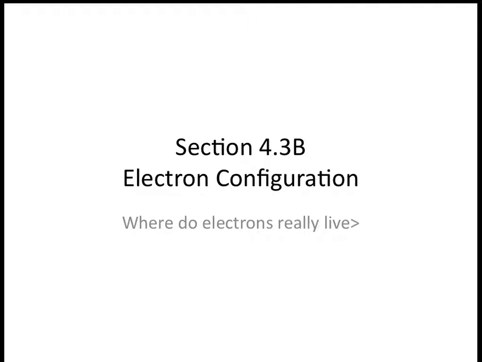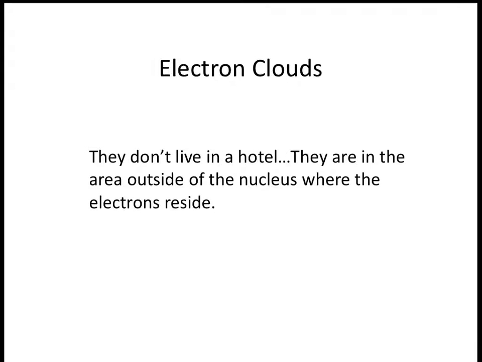In section 4.3, we're going to talk about where electrons really live. We're going to learn how to write electron configurations. So as seen in the previous section, electrons do not live in a hotel. They are in the area outside the nucleus called the electron cloud.